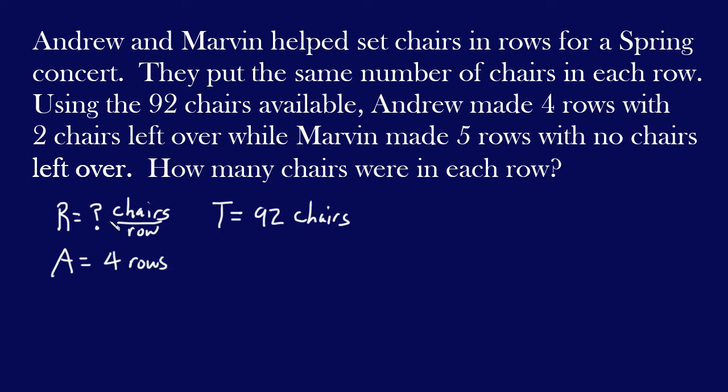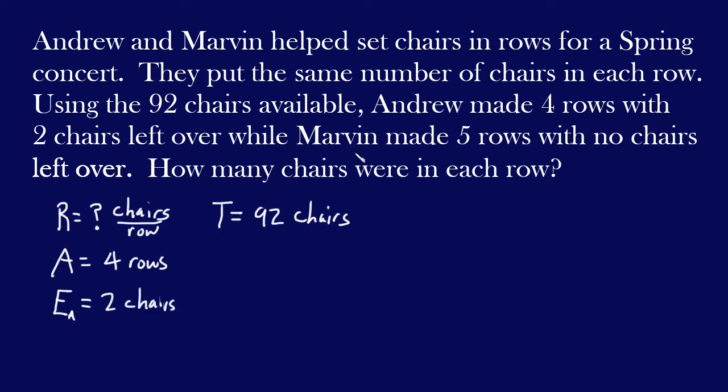And if you notice, I'm listing everything, even if I don't have the value, with the unit of measurement. And the unit of measurement is extremely important, because when we construct our algebraic equations, the unit of measurement will be a great check to see whether our equation makes any sense. So he also had 2 chairs left over. So we can say there was an extra amount, and we'll do a subnotation. E sub A is equal to 2 chairs.